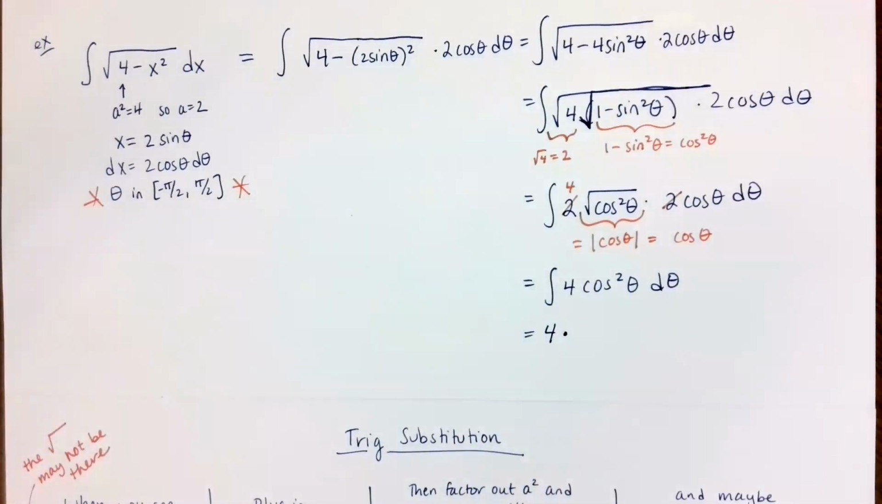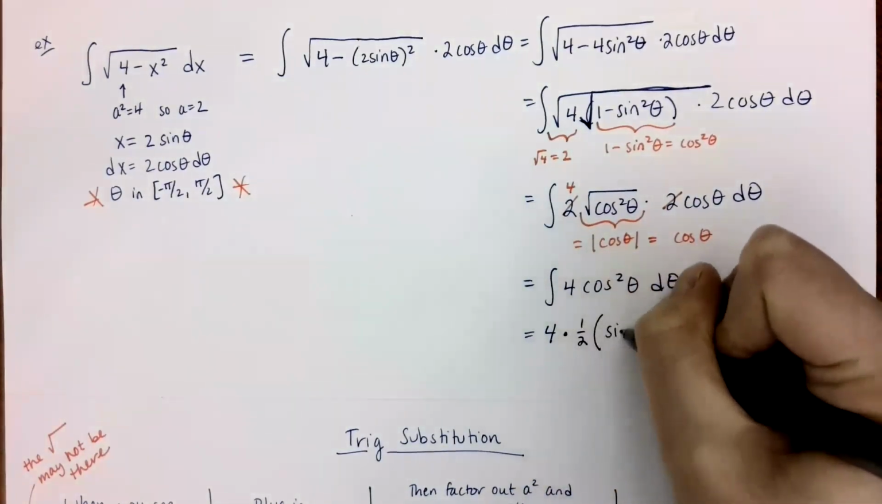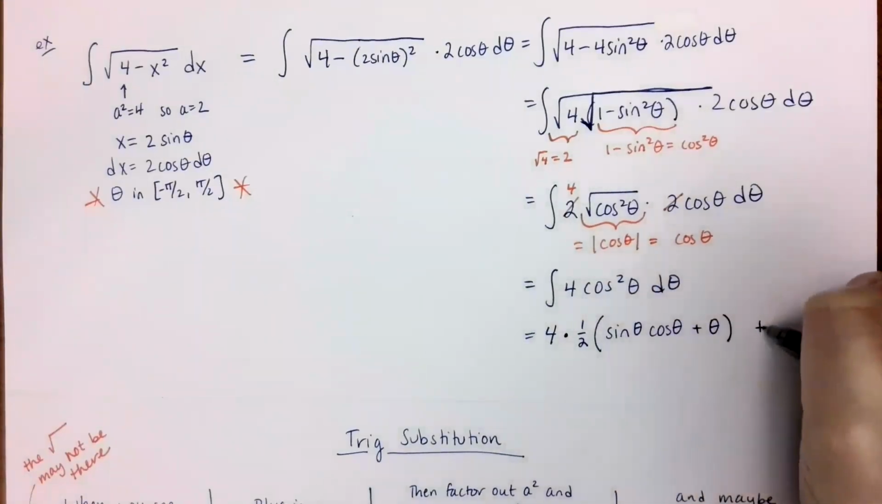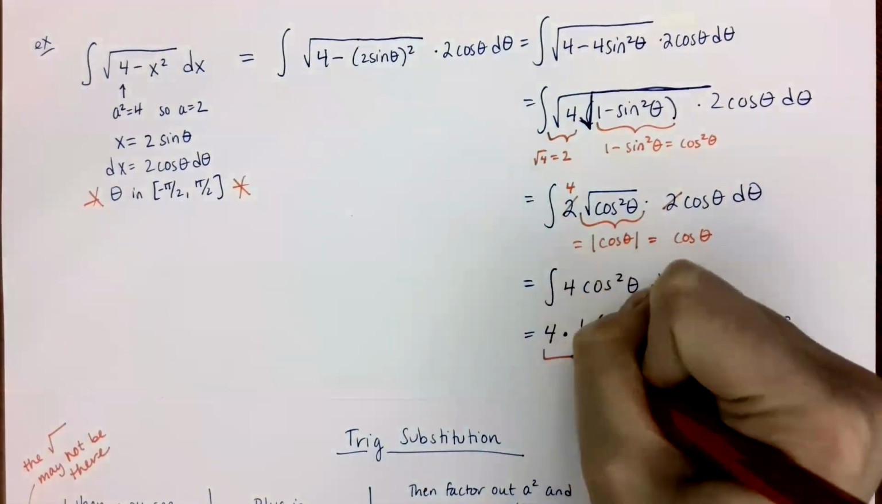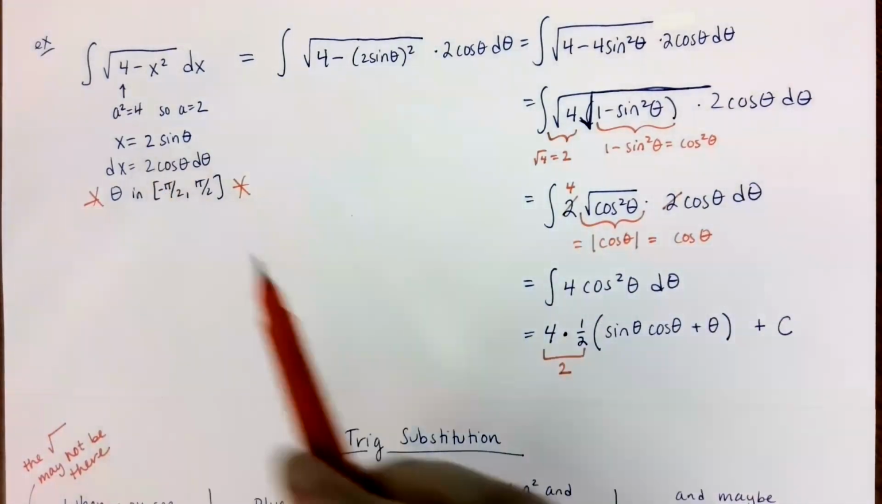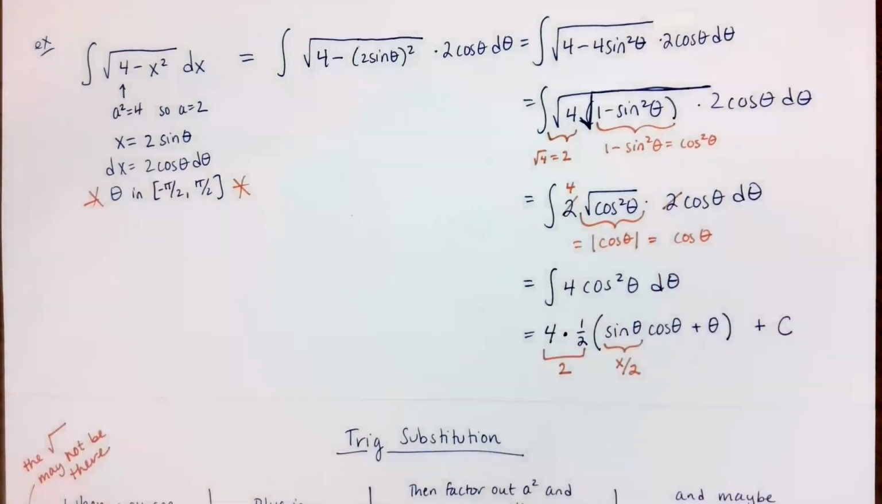If you do it as the wraparound integral by parts, you get 1/2 times sine theta cosine theta plus theta. And then, of course, we throw in the plus c. 4 times 1/2 we can call 2. x was 2 sine theta. So right here, we can replace this with x divided by 2.